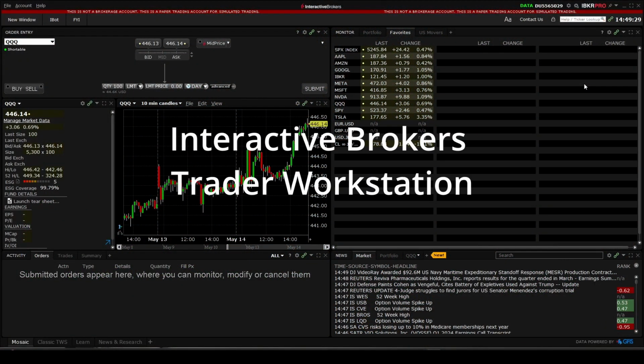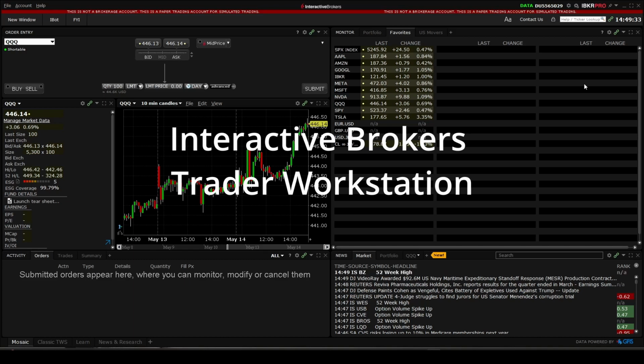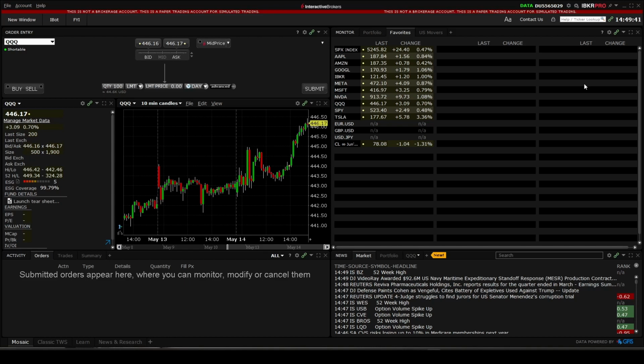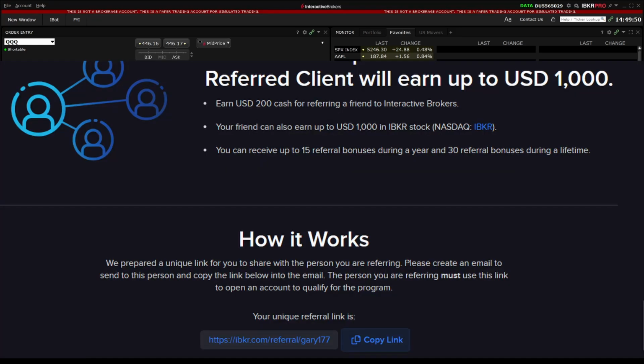Today I want to talk about Interactive Brokers Trader Workstation. To me, it's by far and away the best trading platform, and I've used most of them. Today I want to talk about two particular features, most important being trading directly from the charts, and after that I want to show you the Fundamentals Explorer, which is also very interesting.